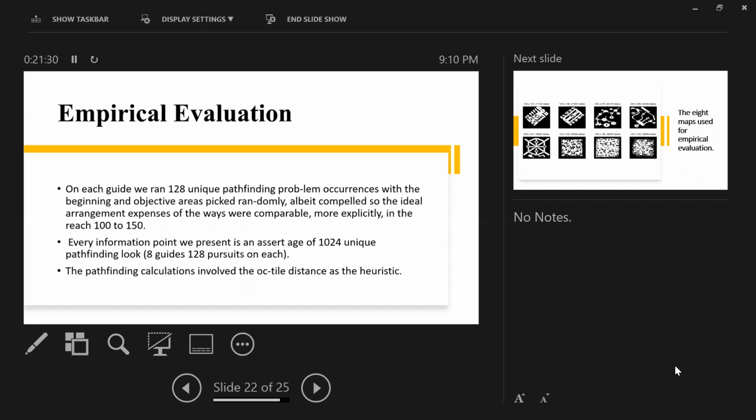The fourth part is imperial evaluation. On each guide, we ran 128 unique pathfinding problem occurrences. With this, we can say around 100 to 150 problems. And the second point is every information point we present is an asset age of 1024 unique pathfinding look, like 8 guides, 128 pursuits on each. And the third point is the pathfinding calculations involved octile distance as the heuristic.